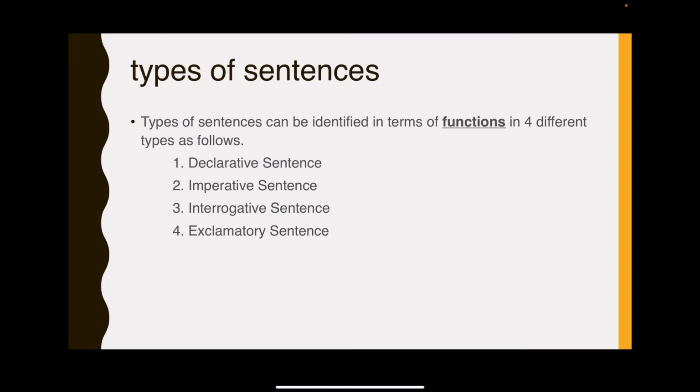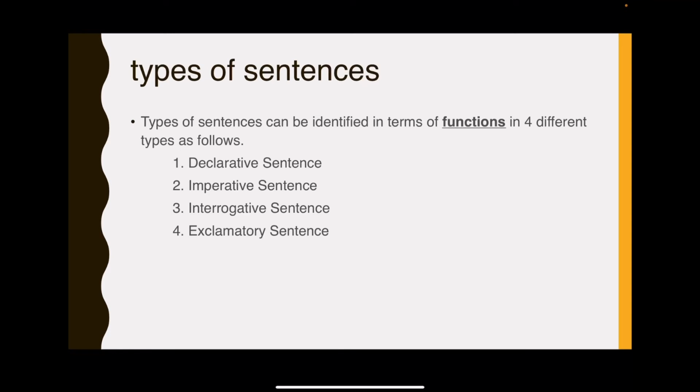Here is about the types of sentences. When we are talking about the types of sentences, we can identify them in many ways. In my lesson, I will identify them in 2 ways. The first one is by their function, and the other is by their structure. Let's start with the easiest one, that is the function.